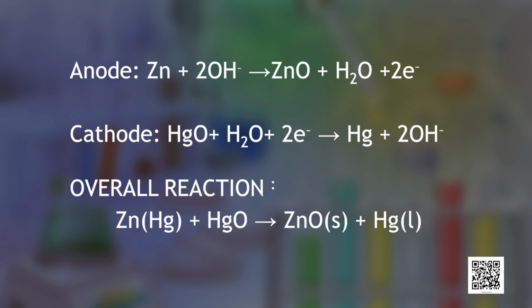Overall reaction involves zinc amalgam reacting with mercury oxide to form zinc oxide and mercury. The cell potential is approximately 1.35 volt and remains constant during its life, as the overall reaction does not involve any ion in solution whose concentration can change during its lifetime.